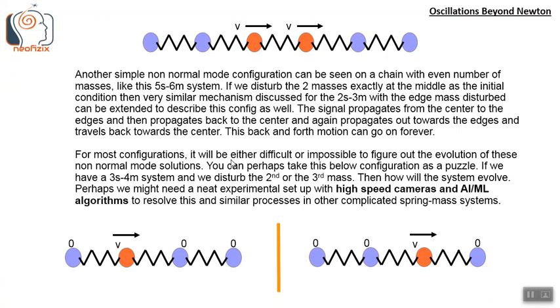For most configurations, it will be either very difficult or impossible to figure out the evolution of these non-normal mode solutions. Not all these configurations may have simple solutions like this. So you can perhaps take the configuration below as a puzzle and find out how the system evolves. If we have this 3-spring 4-mass system and we disturb either the 2nd mass on the left side or the 3rd mass, the puzzle is to find out what happens next. How does the system evolve? Whether the signal reaches the edge masses or it doesn't, and how does it go about?